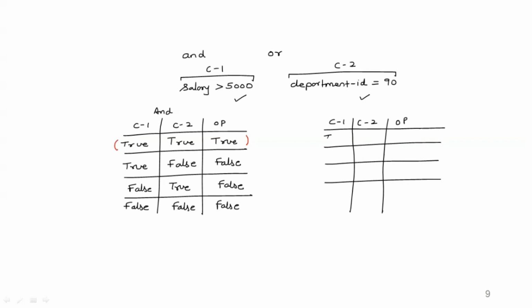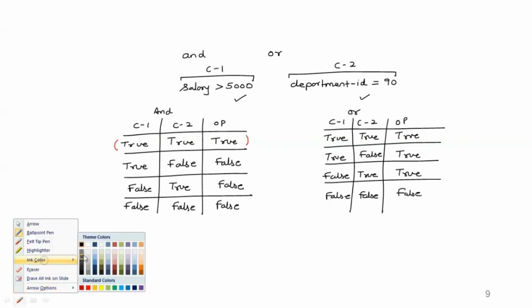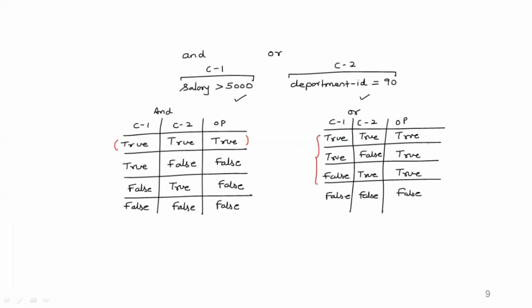So here we are having true, true, and you will get true. So if condition 1 is correct or condition 2 is correct, so if either of the conditions is correct, you will get that particular record. If this is true, this is false, so if condition 1 is true but condition 2 is false, still you will get the record. If this is false, this is true, still you will get the record. You will not get that particular record where both the conditions are false. So you will get a record for all the cases where either of the conditions is true.